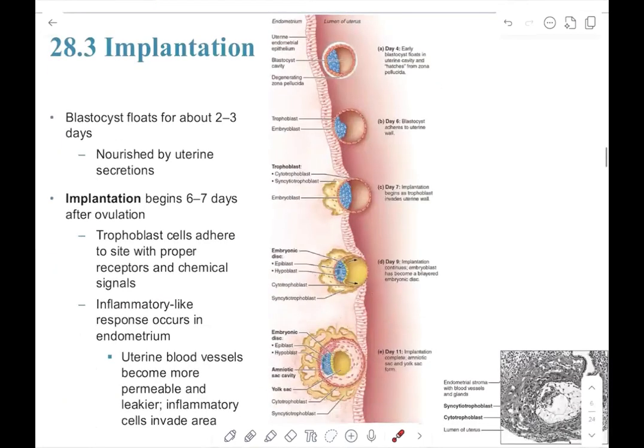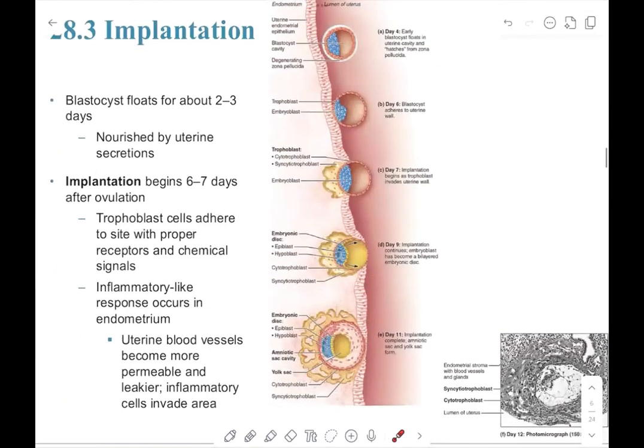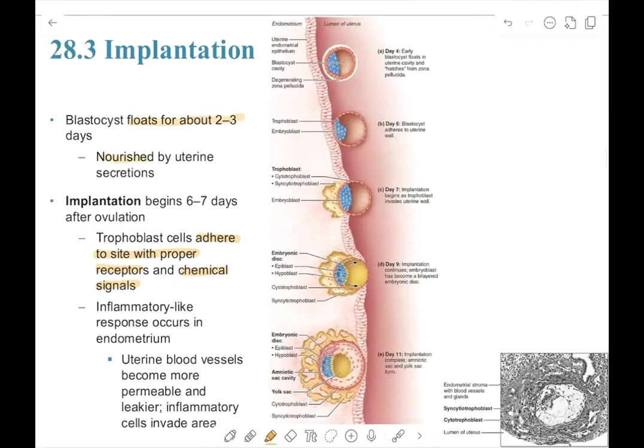So we're going to look at the process of implantation on this slide. The trophoblast cells adhere to the site of the endometrium with proper receptors and chemical signals. You can almost think of the trophoblast kind of like the nourish generator. It contributes to the chorion, which we'll see coming up. So the blastocyst is going to float for a little bit of time. It's nourished by the uterine secretions.